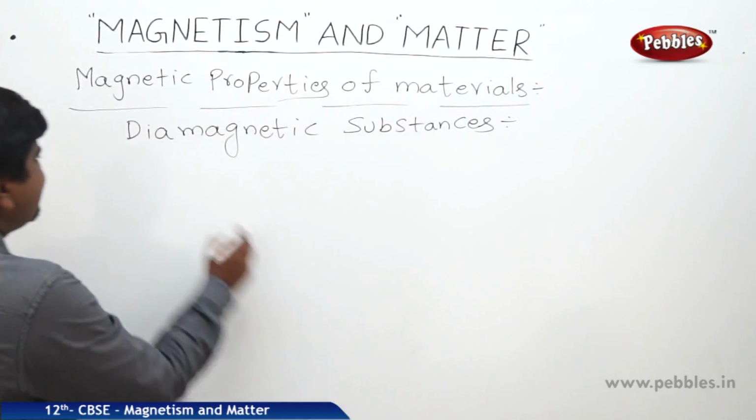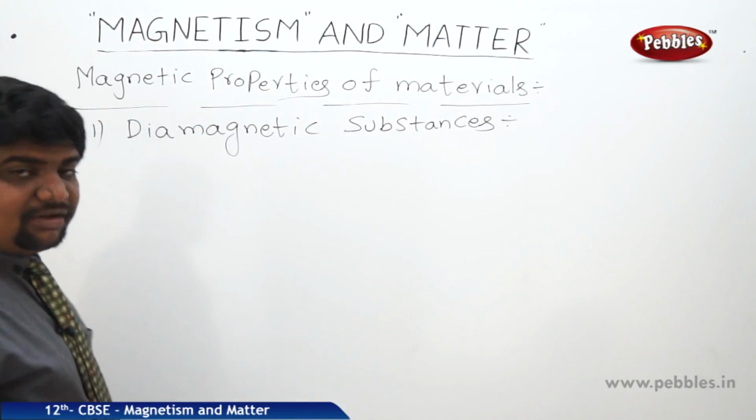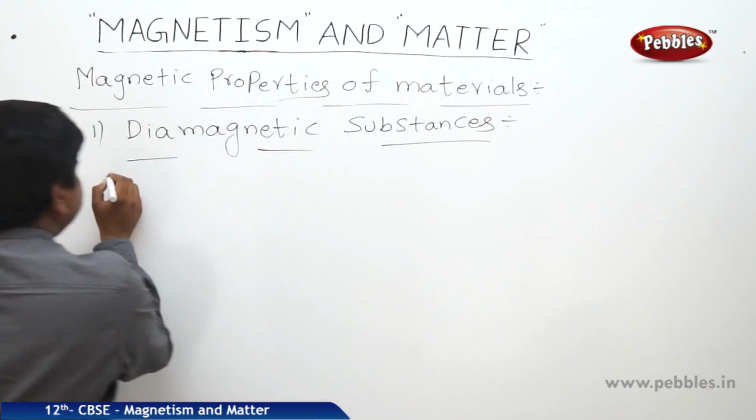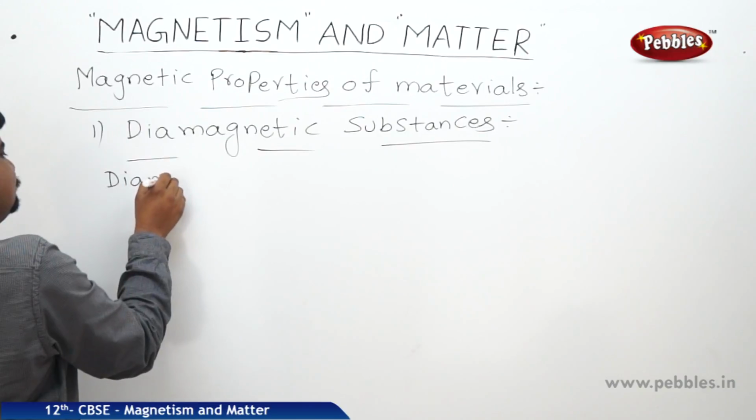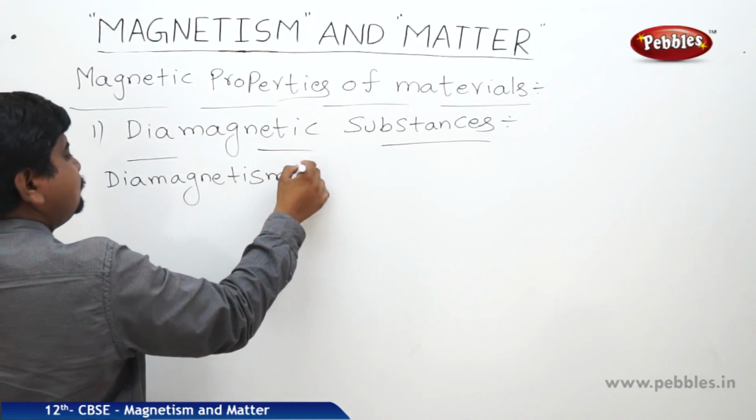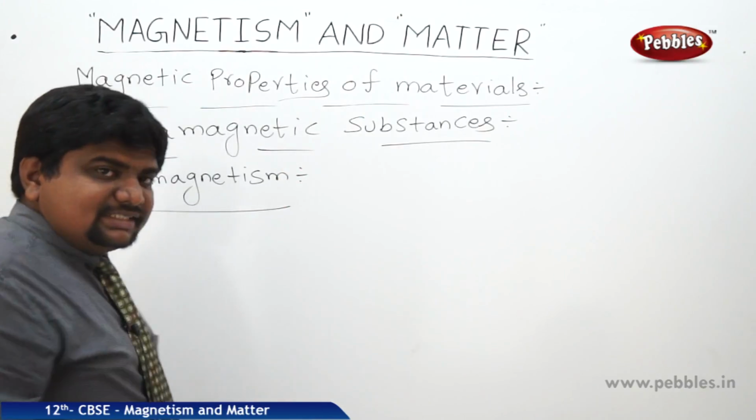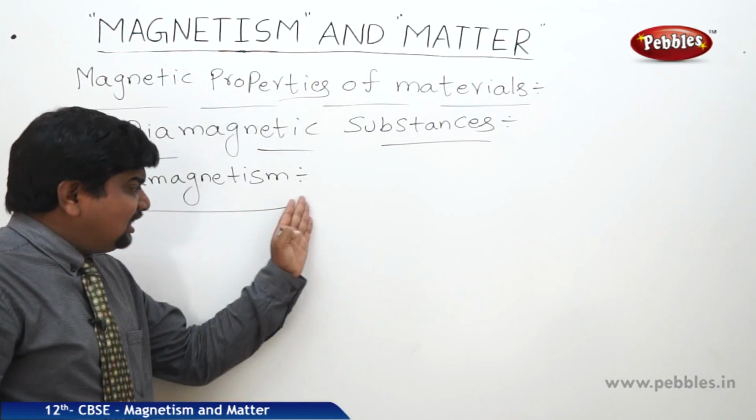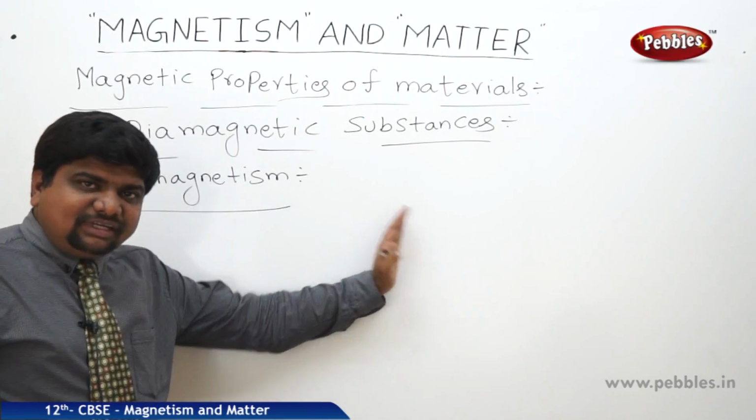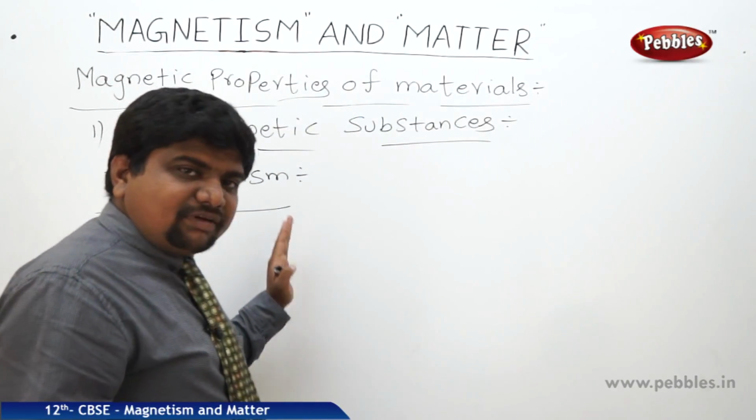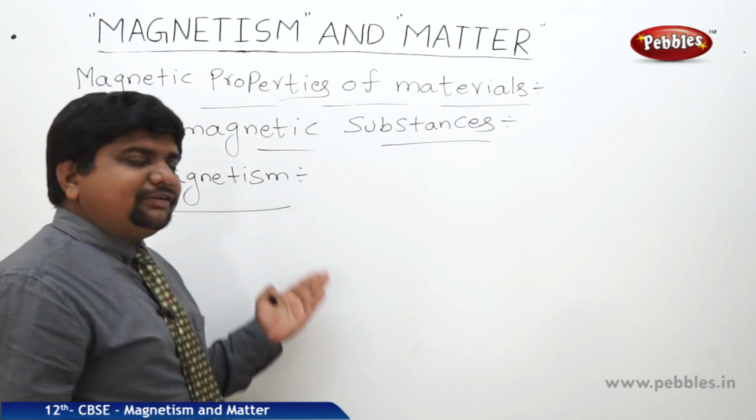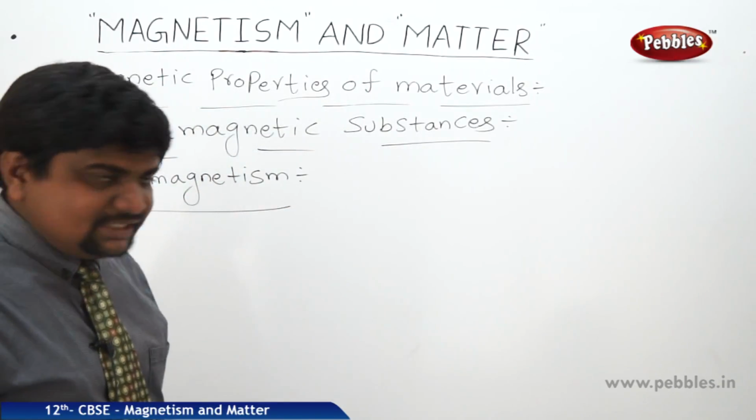First one is diamagnetic substances. The magnetic behavior of these diamagnetic substances is called diamagnetism. What is the meaning of diamagnetism? There are some magnetic materials which are called diamagnetic substances. They have the tendency to travel from strong magnetic fields to the weak magnetic fields. That means, first of all, they won't respond to the applied magnetic fields.